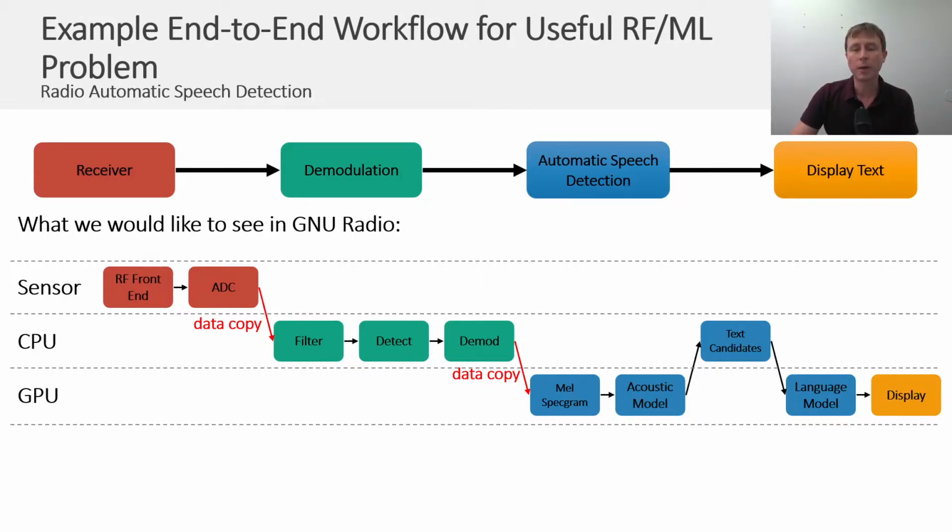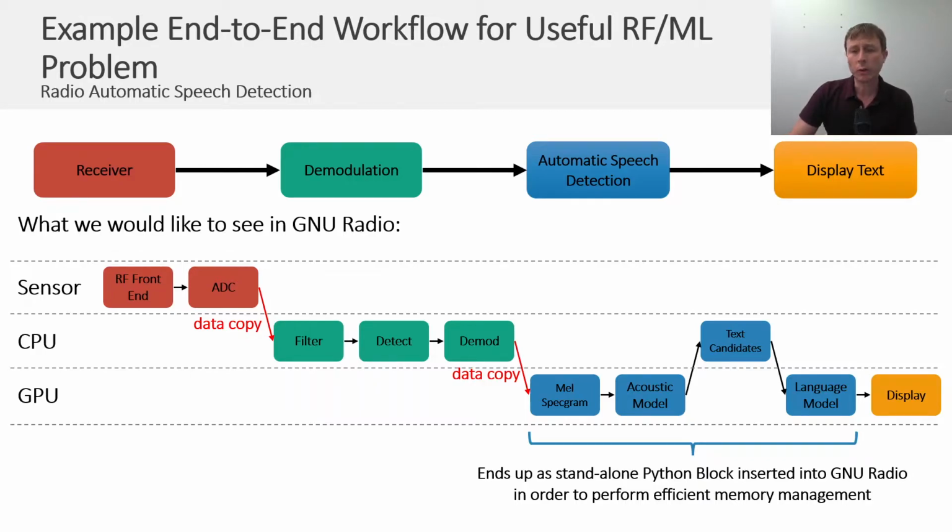Followed by a demodulation, and then we will need to get into the machine learning parts, which is the blue boxes here. So we'll do a MEL spectrogram, then have an acoustic model, and then look at various text candidates, and we'll rank and score those. Finally, follow that up with a language model to rescore them, and then display the most likely text output. So you can see that this is very much a heterogeneous compute problem. We're going in and out of CPU and GPU. We're doing machine learning, we're doing signal processing, we're displaying, we have hardware. We feel this is a great example problem.